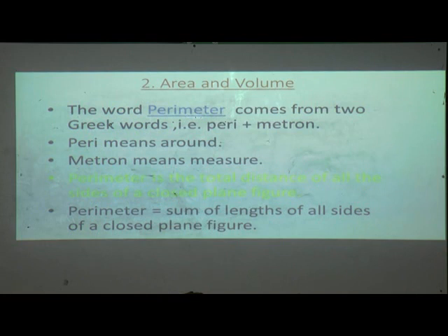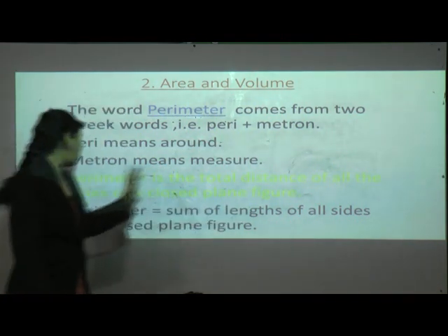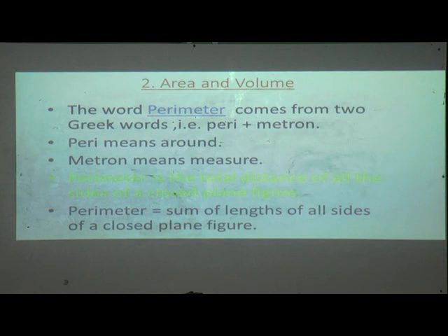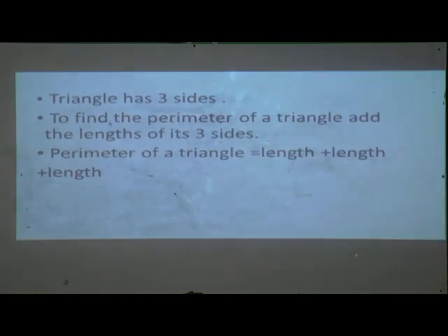Perimeter. The word perimeter comes from two Greek words, peri plus metron. Peri means around and metron means measure. So the definition of a perimeter is: perimeter is the total distance of all the sides of a closed plane figure. That means the sum of the lengths of all sides of a closed plane figure. So students, this one is a perimeter.